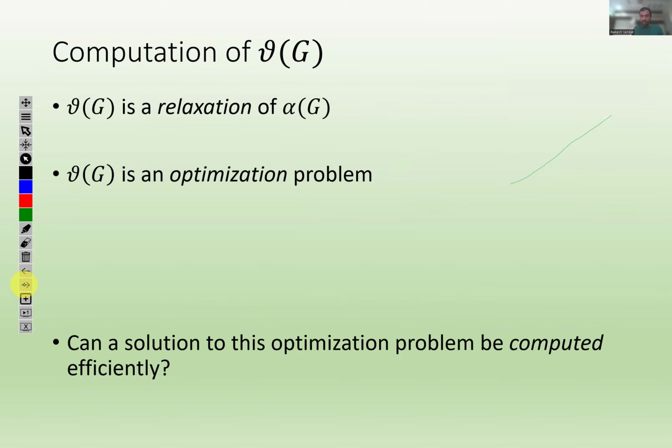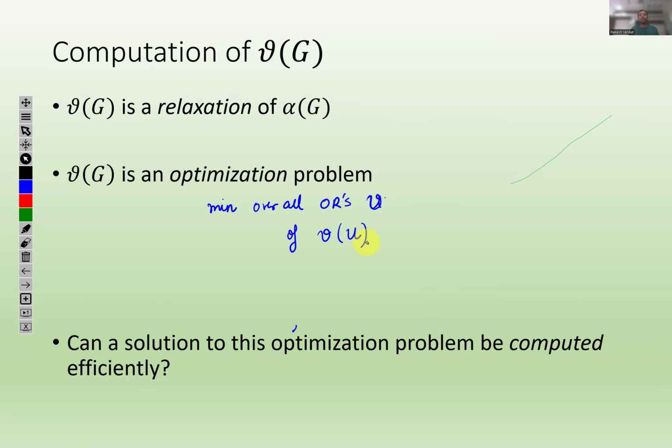It is still an optimization problem, because it asks for the minimum over all orthonormal representations of G of the value of that orthonormal representation. We had mentioned this briefly yesterday: the orthonormal representations form a compact set, and you want the minimum over all of them. The question we'll look at in this first 15-20 minutes is whether a solution to this optimization problem can be computed efficiently.